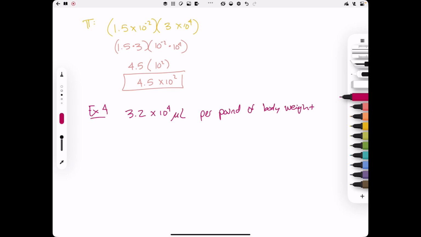Each microliter of blood contains 5 times 10 to the sixth red blood cells, RBC. That's an ugly B. Red blood cells. Each microliter is 5 times 10 to the 6th number of red blood cells. Find the approximate number of red blood cells in the body of a 125-pound person.